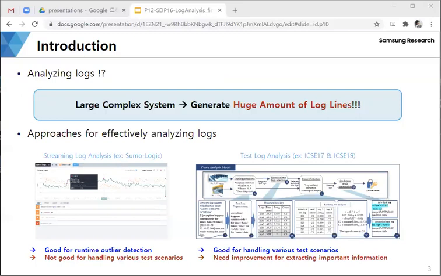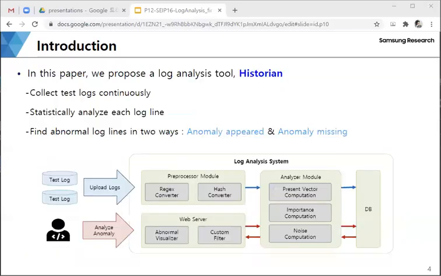Alternatively, there are some analysis approaches based on past test history. The figure on the right is the workflow of the paper published at ICSC in 2017, and it computes keyword similarity to recommend the most similar defects that occurred in the past. These approaches are good for covering various test scenarios, but need improvement for precisely extracting important log lines.